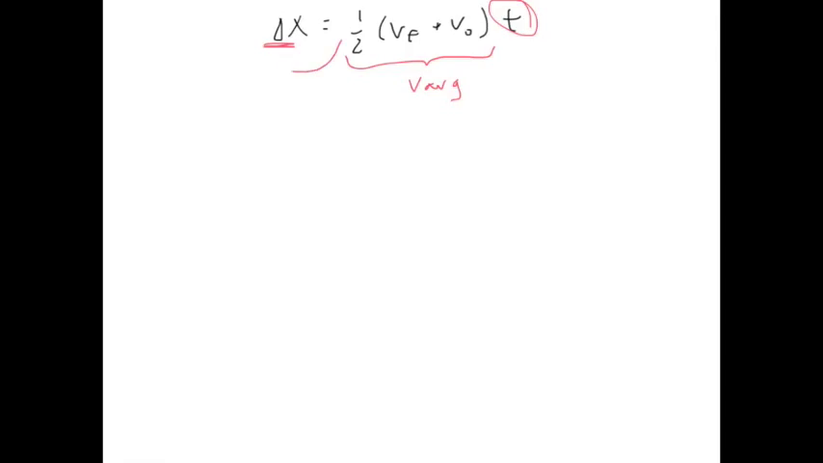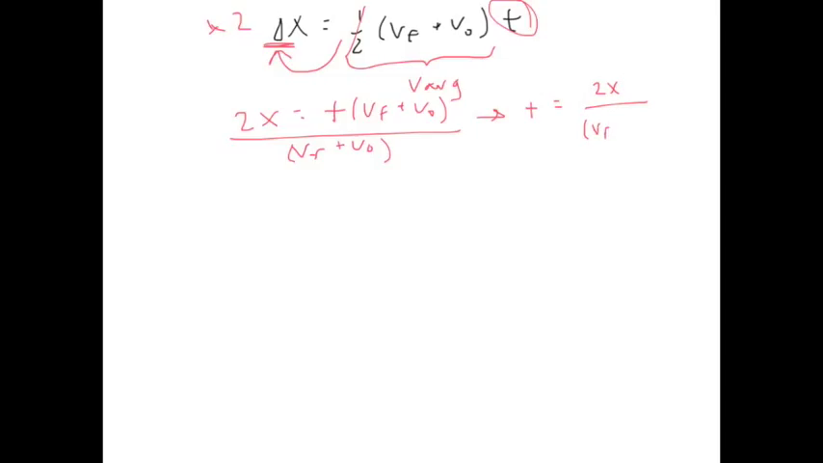First of all, we're going to multiply both sides by 2 to get rid of this 1/2. So we have 2x equals t times vf plus v0. Now we're also going to divide both sides by the quantity vf plus v0 to isolate t. So now we get that t equals 2x over the quantity vf plus v0.